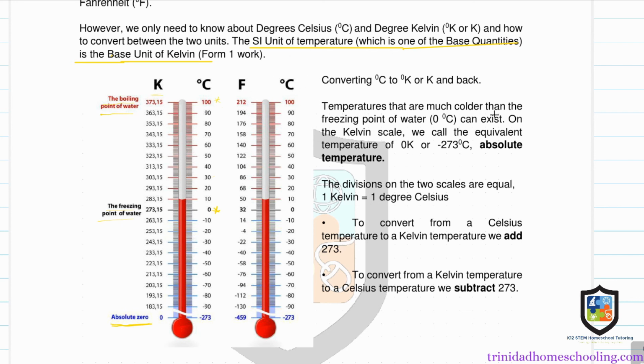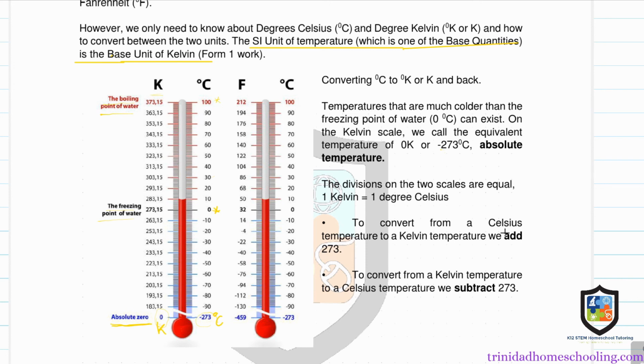Now temperatures that are much colder than the freezing point of water can exist. On the Kelvin scale, we call the equivalent temperature of minus 273 degrees Celsius 0 kelvins. So here, that's on the scale, right? So it's 0 kelvins or minus 273 degrees Celsius. The divisions on the two scales are equal. Okay, now if you look at the markings, it's exactly 273.15 and exactly 0 degrees at the same mark on the same thermometer. So 1 Kelvin is equal to 1 degree Celsius.